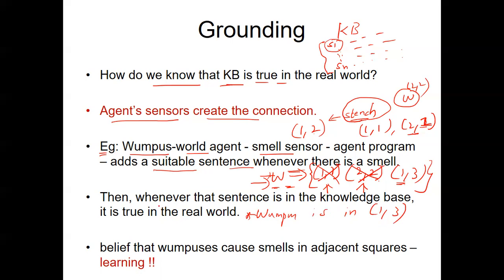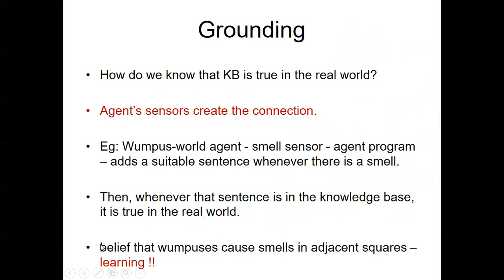Whenever a sentence is in the knowledge base, it is true in the real world. So when you do such inferences and add a sentence, it will also be true in the real world. Now, the belief that the Wumpus causes stench in the adjacent squares is something we already know: wherever the Wumpus is, it creates stench in the adjacent cells. Based on this particular rule being added, grounding is ensured. But there is another question.